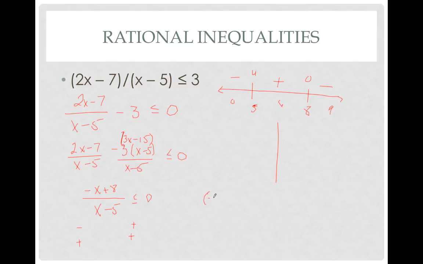So we're going to start at negative infinity, go all the way up until 5. Use parentheses because I can't let it equal 5 because that's an undefined term. And, or union, we're going to use 8 because it's less than or equal to, going until infinity. And that is going to be our answer.